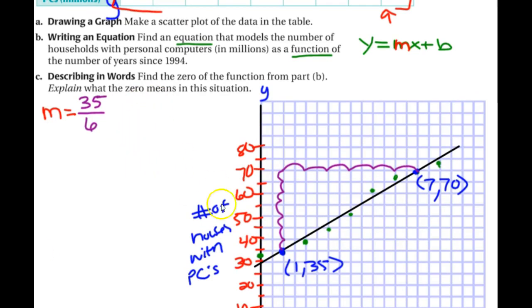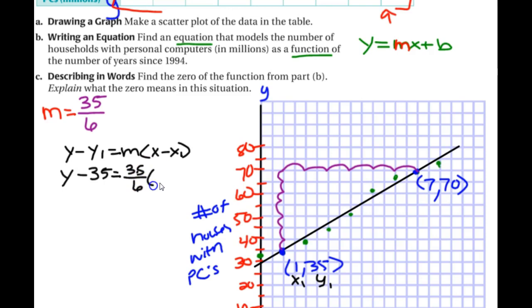So I'm going to use my point slope form to start, and then I'm going to solve for y because I have a point and a slope here. I'm going to use this point for x and y because they're smaller numbers. So y minus y1, which is 35. And then our slope, if you want to leave it as 35 over 6, you can. If you want to convert it to a decimal, that's fine too.